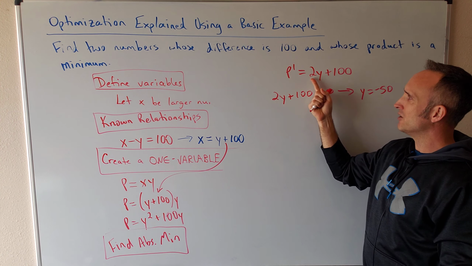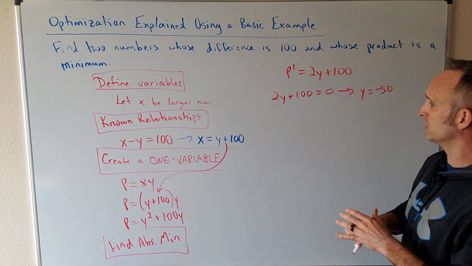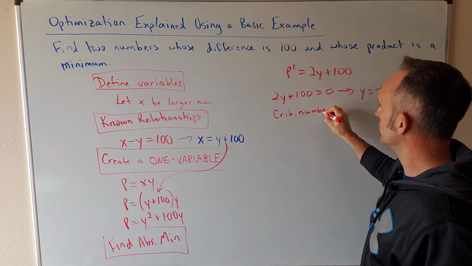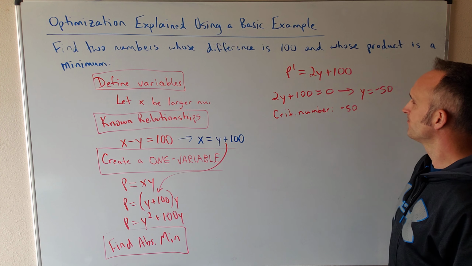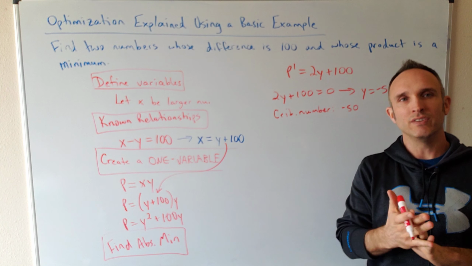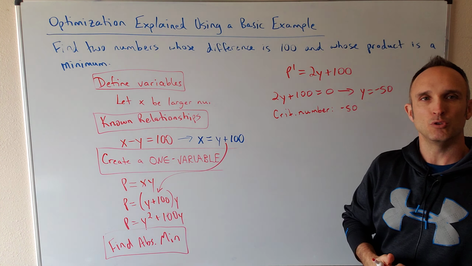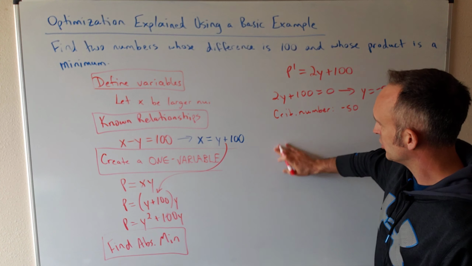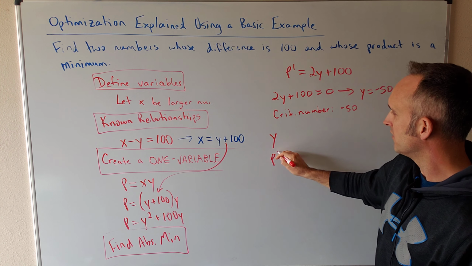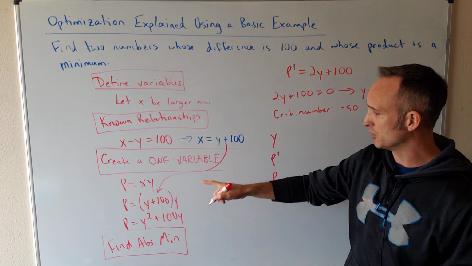And the derivative here always exists, so we don't have to worry about y values for which it does not exist when we find our critical numbers. So the only critical number we have is negative 50. And so now what we need to do is look at what the derivative tells us about this function increasing and decreasing, etc., to find a potential absolute minimum. So we're going to set up our chart here. So the variable is y, and then underneath that I'll list the values of the derivative, and underneath that I'll list what that tells us about our original product function p.